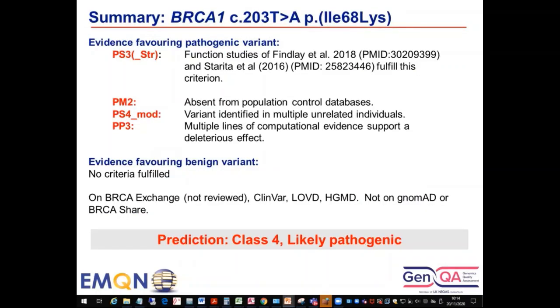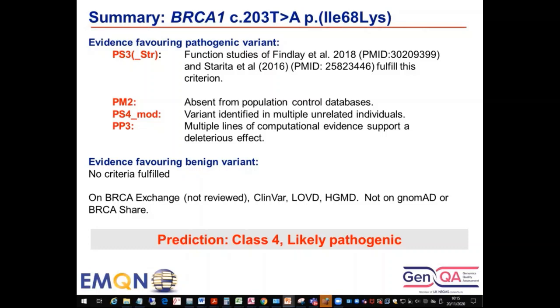So the evidence favouring pathogenicity in this case, from the functional studies performed by Findlay et al. in 2018 and Starita et al. 2016, suggests that this variant has a damaging effect on the function of BRCA1, allowing us to fulfill the PS3 criterion at strong level. The variant is absent from population control databases such as gnomAD, allowing us to apply the PM2 criterion. And the variant has been identified in multiple unrelated individuals with breast and BRCA associated cancers, allowing us to apply the PS4 moderate criterion.